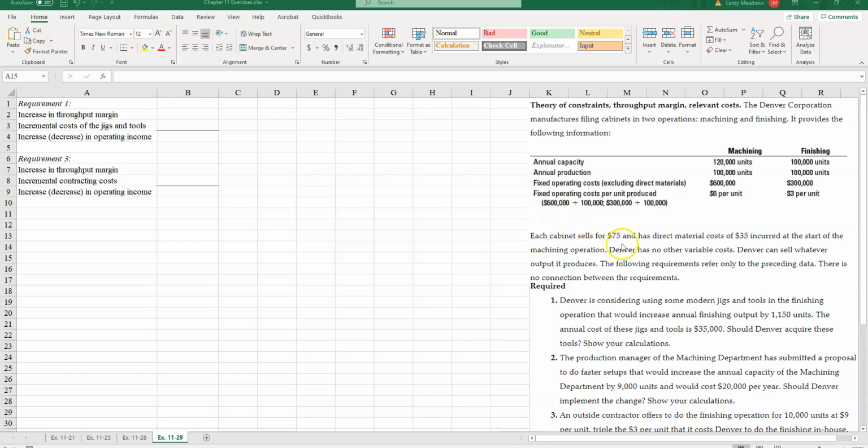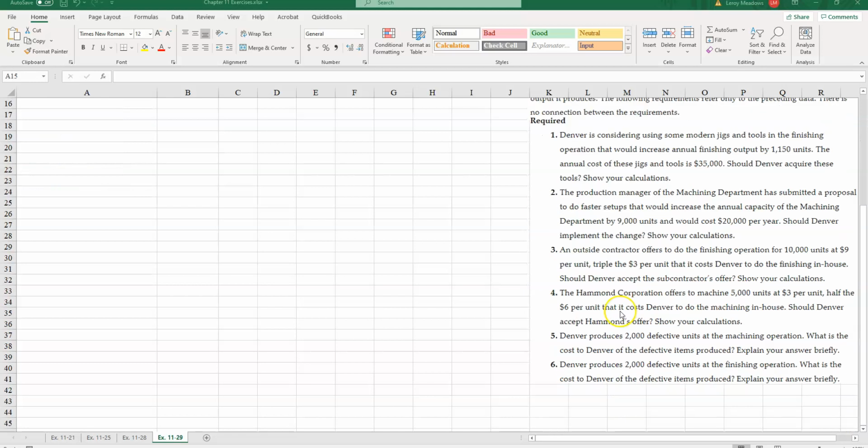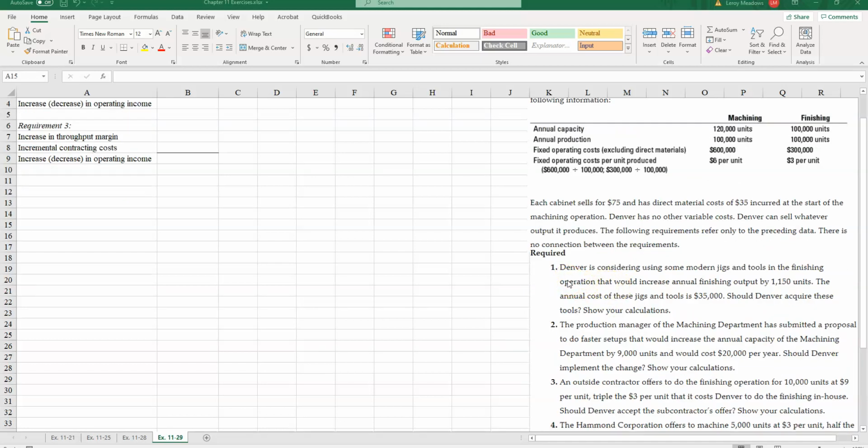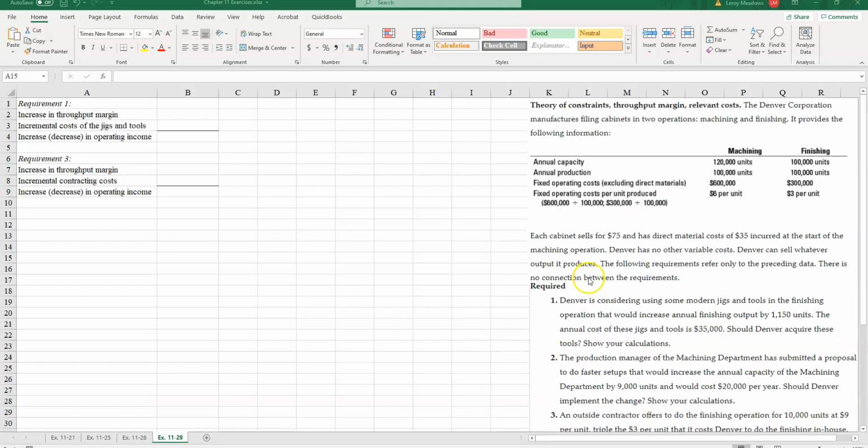Each cabinet sells for $75 and has direct material costs of $35 incurred at the start of the machining operation. Denver has no other variable costs. Denver can sell whatever output it produces. The following requirements refer only to the preceding data. There is no connection between the requirements. So we're going to look at each one of these requirements based on the data, and there's no connection between requirement 1, requirement 2, requirement 3, and so forth.